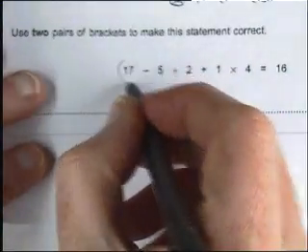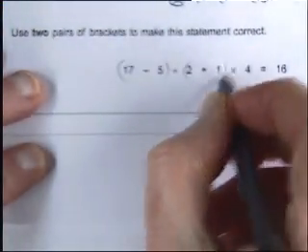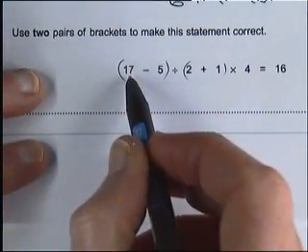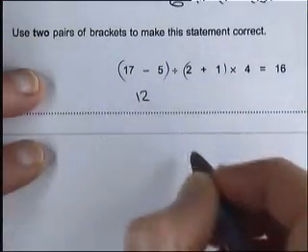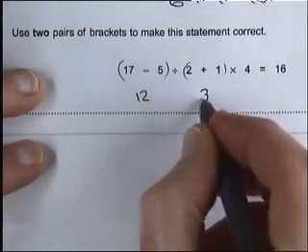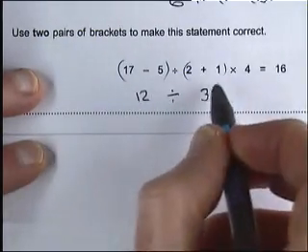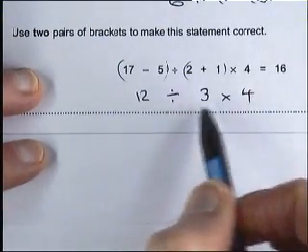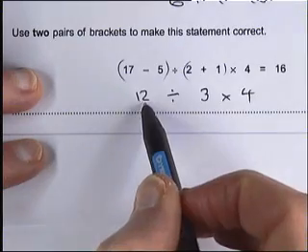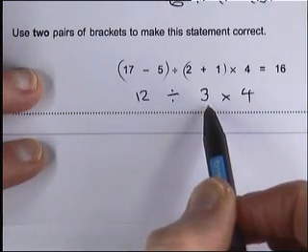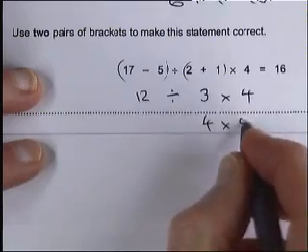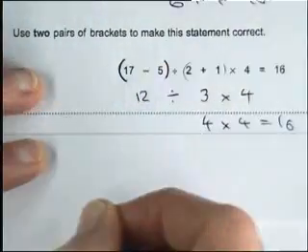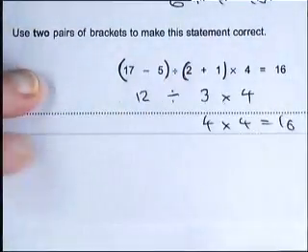So first off, I would suggest we try there and there, around the taking away and the adding. Let's see what happens if we use these brackets. 17 take away 5 is 12. 2 plus 1 is 3. Then there's a divide between those two bits and a times over here. Now we can do the dividing and multiplying. So 12 divided by 3 is 4. I have 4 up to this point, and 4 times 4 is 16. So that did work. The first set of brackets go around the taking away. The second set go around the adding up.